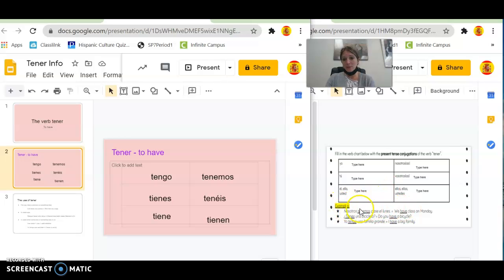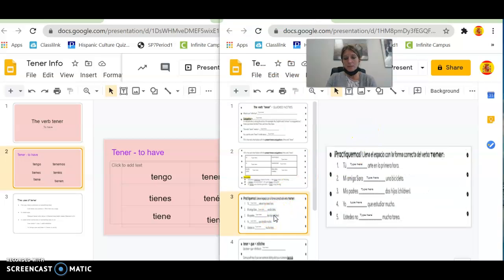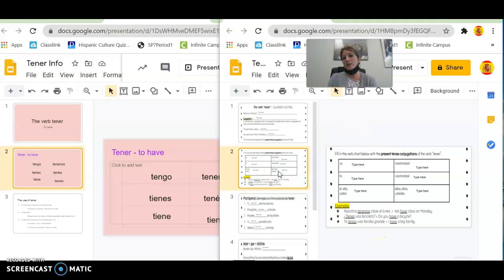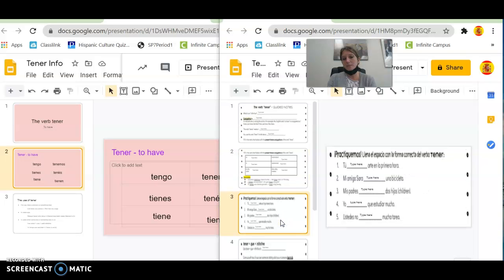On your end, you have some examples down here. Nosotros tenemos clase el lunes. We have class on Monday. ¿Tienes una bicicleta? Do you have a bike? Yo tengo una familia grande. Okay, so the next thing that you're going to do is simply fill in the blanks with the correct form of the verb tener, using your slide here as a reference for this.